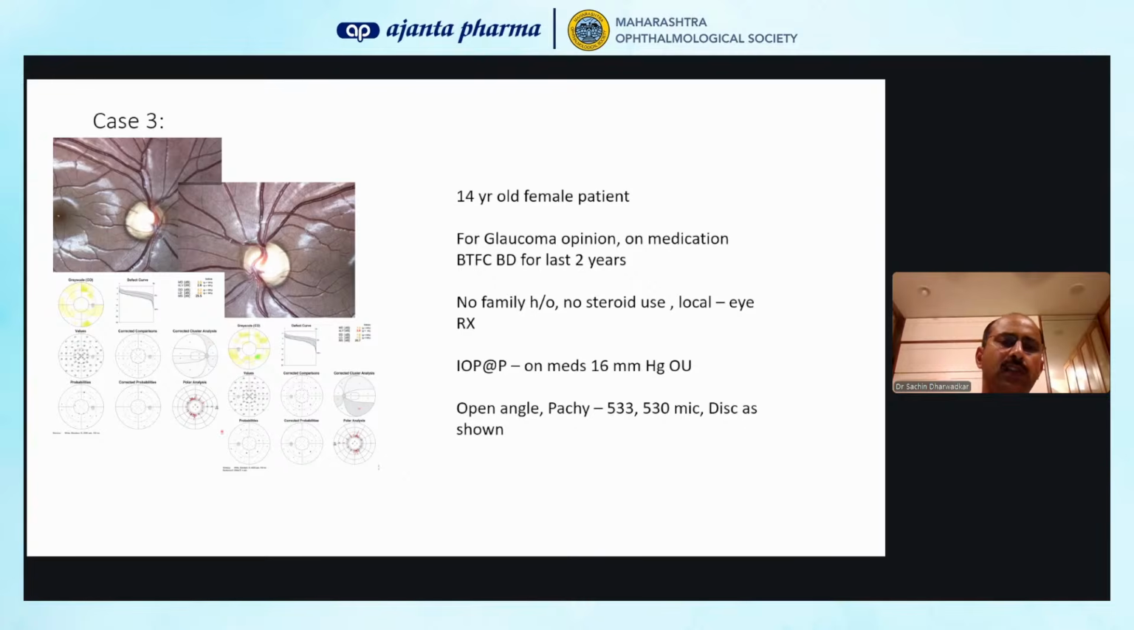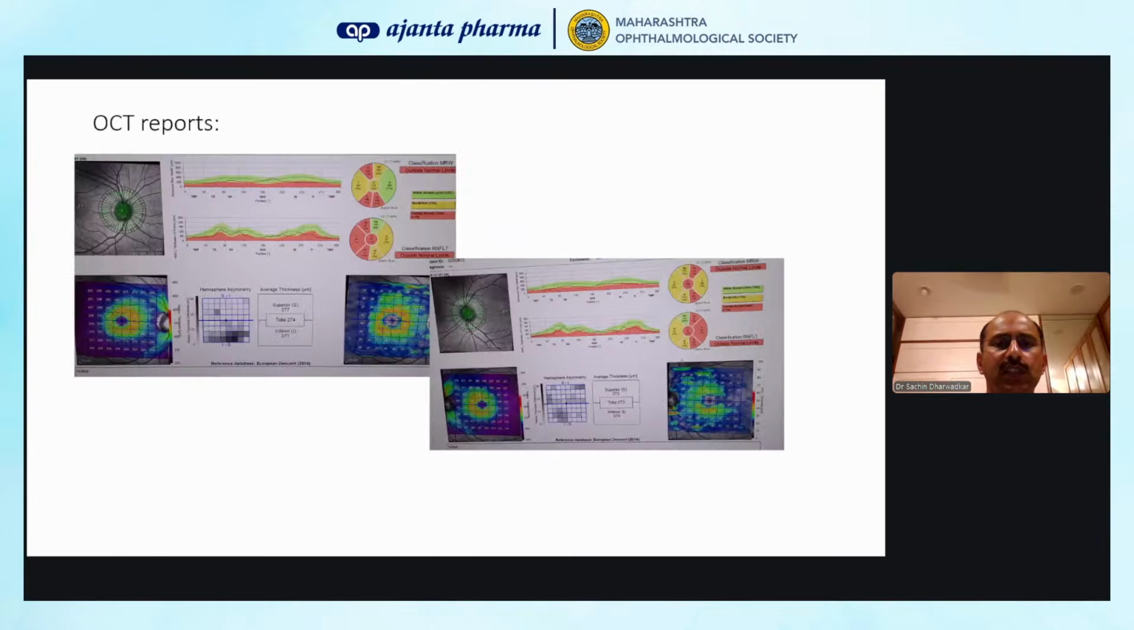She was on a brimonidine timolol combination for 2 years. Her pressures at presentation were 16. If you see her disc, the optic disc was slightly pale and the cup to disc ratio was around 0.8. I hope you can appreciate, but her perimetry test was completely normal. Her pachymetry was within normal limits, and if you see her OCTs, then you classically can make out that the OCTs are definitely outside normal range.